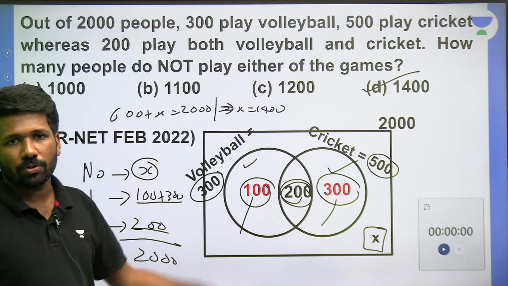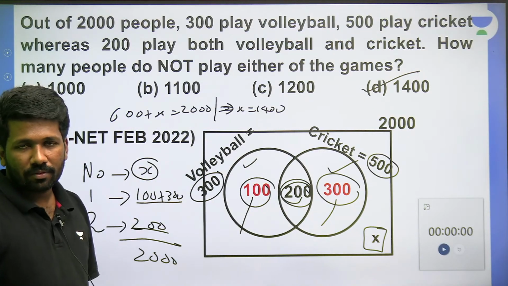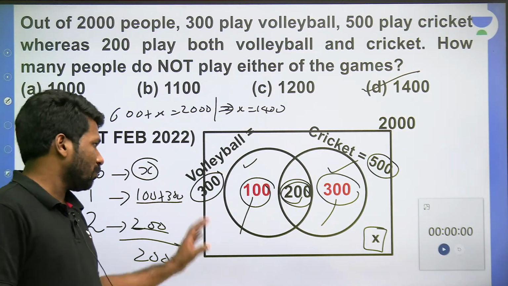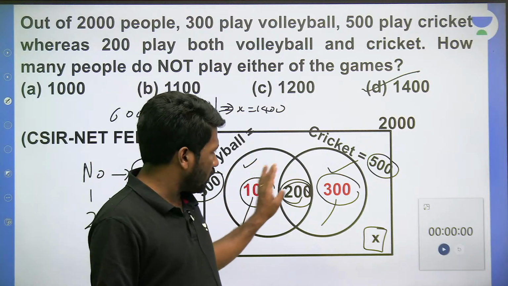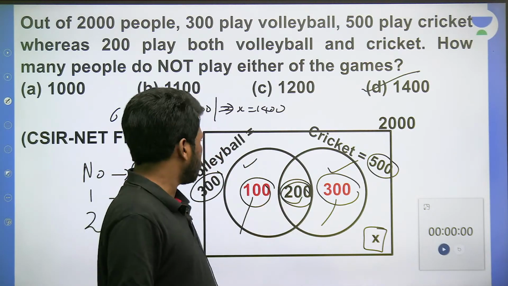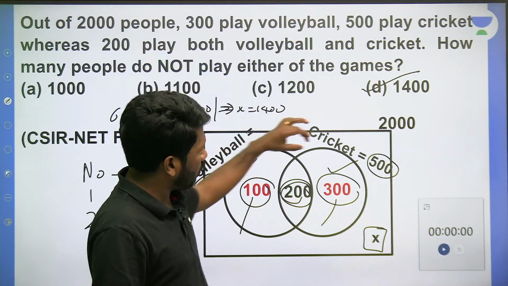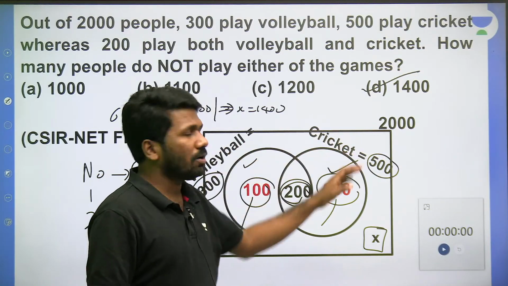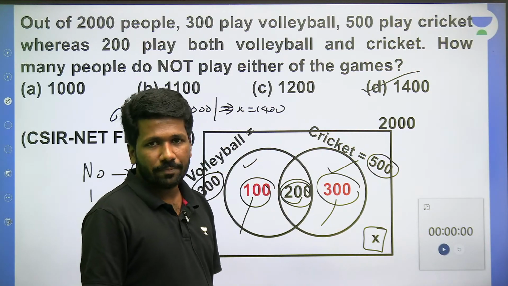That is a systematic way, but I will suggest you, if you are good at this topic, you can skip all those steps. Even the Venn diagram you can skip, but with the Venn diagram also, you don't need to add this 100, 300, etc. or find the 100, 300. You can also do like this. 300 volleyball people, 500 cricket people. So 300 plus 500, 800 people already.